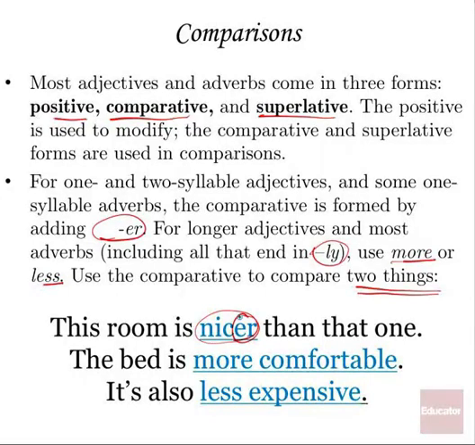Well, you're still comparing two things, so you're still using the comparative, but comfortable is too long to just say... You can't say comfortabler. It just sounds strange. So you say more comfortable. It's also less expensive. Again, you're comparing two things. The word's too long to have er stuck on the end, so you say less expensive.